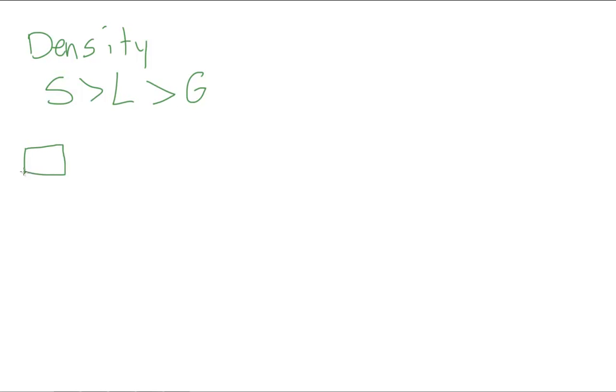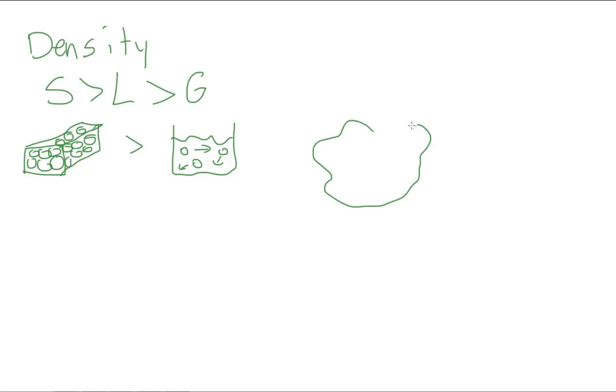Now let's think about density in terms of liquids, solids, and gases. Normally, solids are denser than liquids, and liquids are denser than gases. The particle theory can help us explain this. According to the particle theory, the particles in solids are packed closer together and have strong bonds between them. In liquids, the particles are a little more far apart and have more movement. And in gases, there's lots of space between the particles, and they can move as much as they want.